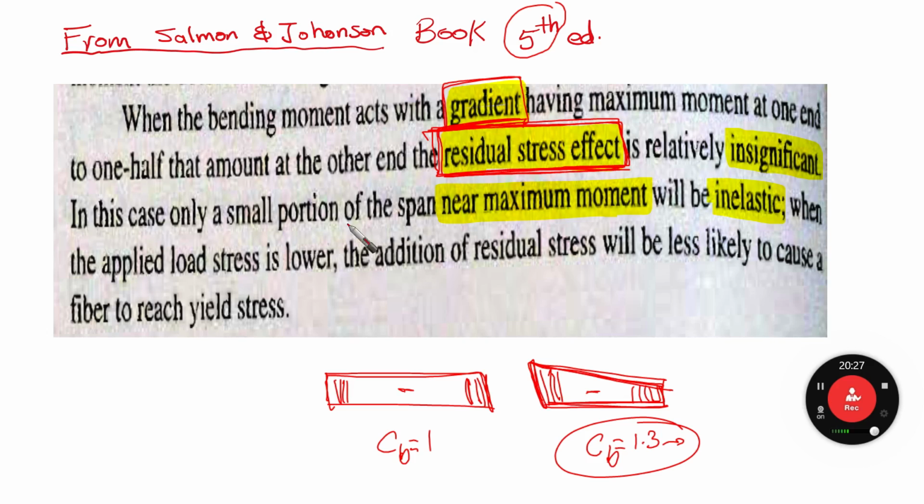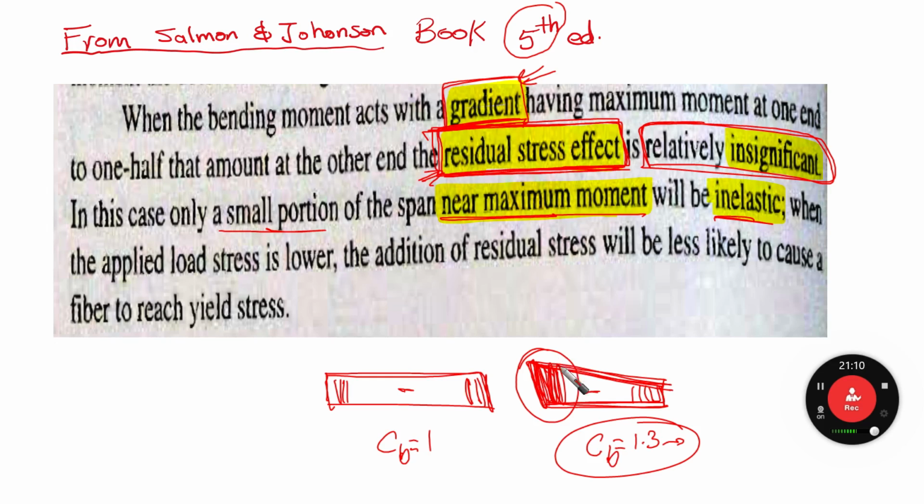In this case, only a small portion of the span near the maximum moment will be inelastic. So this means that the gradient of moment makes the role of residual stress insignificant. What is the reason for this? Only the small portion of the span near the maximum moment, this part here, will be inelastic. It will experience the inelasticity.